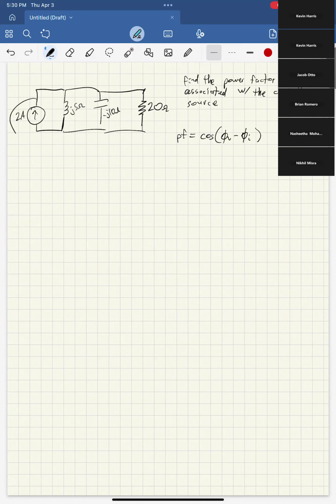Here, the current is given as 2 amps, which is equal to 2 e to the j0, right? So this is actually going to be just cosine of the voltage phase. So all we need to do is find the voltage. And if we want to find the voltage, okay, we have a current source, and we have three things in parallel. We just need to combine all of those into one resistor.